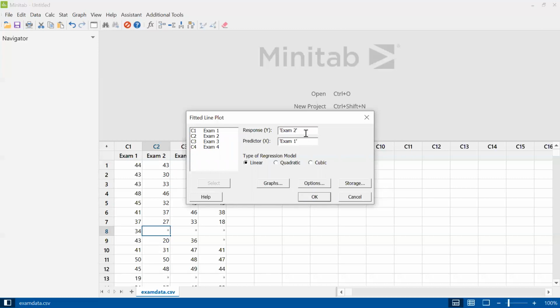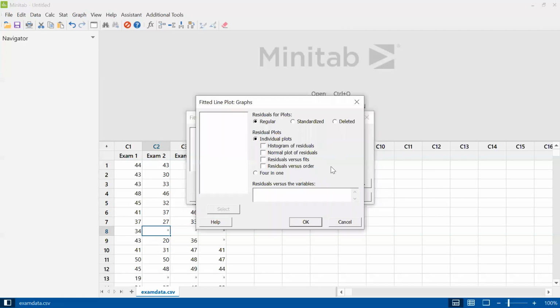So exam 1 is going to be on the x-axis, exam 2 is on the y-axis. If we know the exam 1 score, we can make a guess at the exam 2 score. This one allows for different types of regression. If we don't want a straight line shape, it does try to fit a quadratic or a cubic to the shape, but we're only going to be doing linear regression. Graphs, there's a bunch of stuff we can put on the graphs. We're just going to use the standard default graphs here.